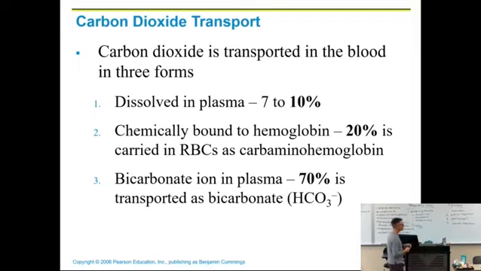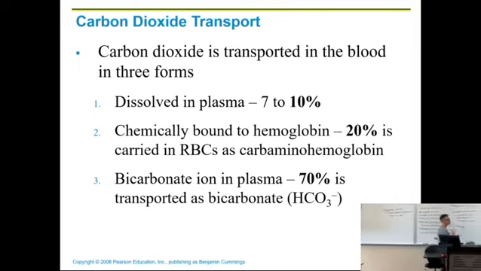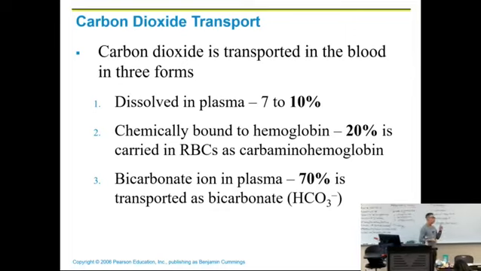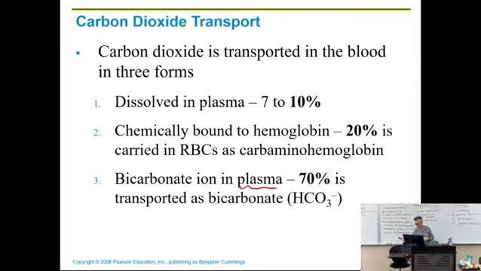All right, so now we switch over to carbon dioxide. Interestingly enough, carbon dioxide is almost the opposite. Most of the carbon dioxide in the blood is actually transported in the plasma.